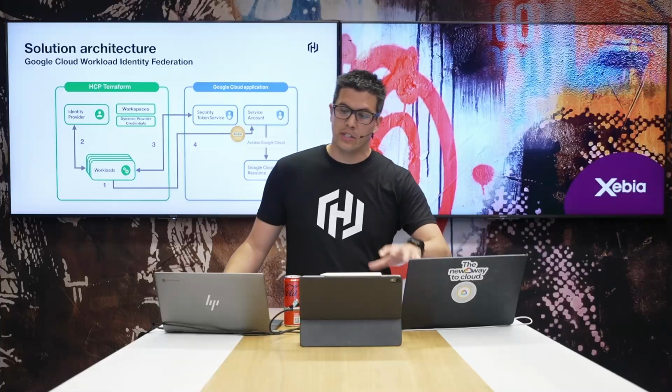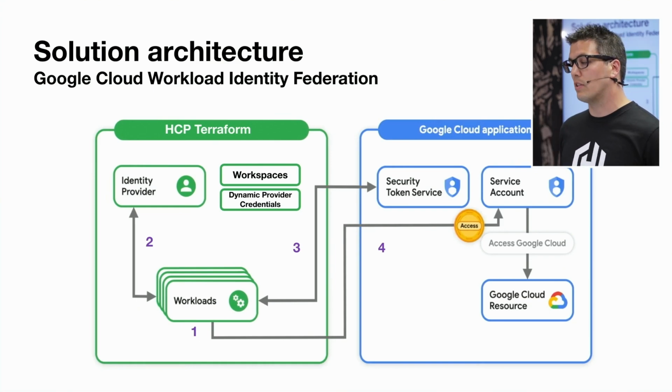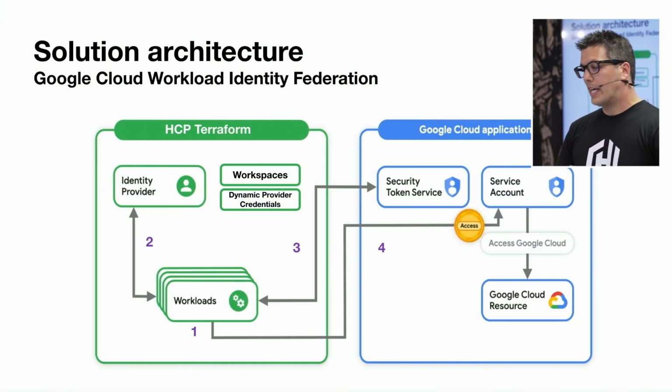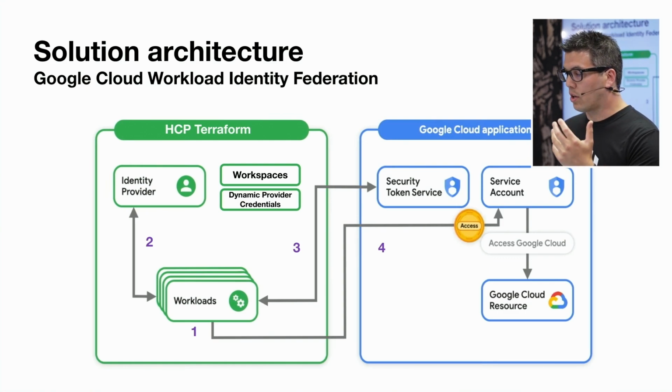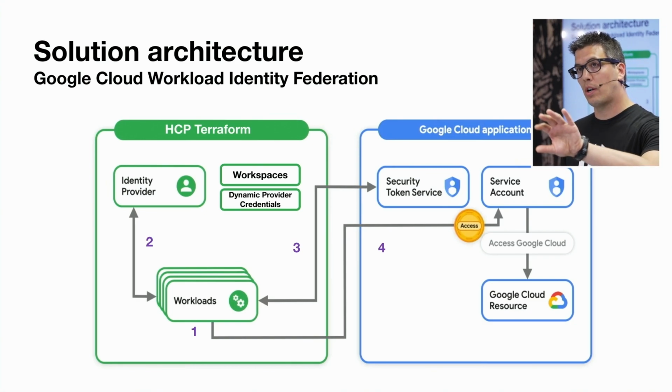So let's zoom out to the high-level architecture, right? Here you see HCP Terraform on the left and Google Cloud on the right. So what do you actually see happening? I see a few dots on the map, starting with the workloads. The first thing that we need to do in order to make this solution work is to create a workload identity pool in your Google Cloud platform. That's step one.